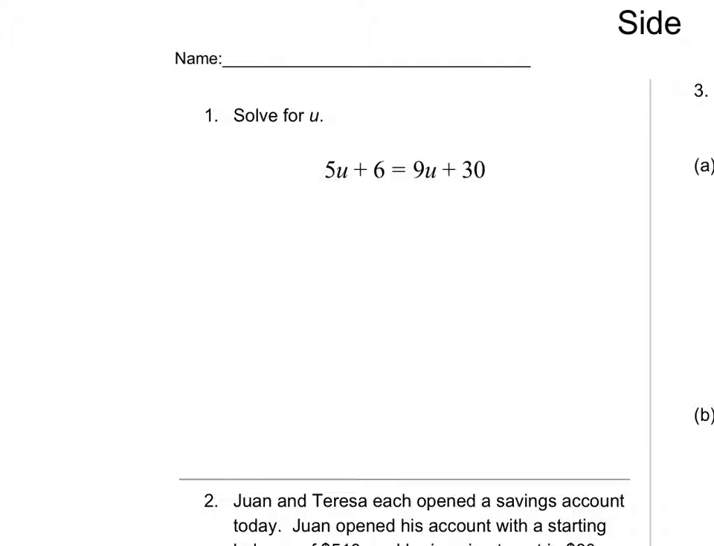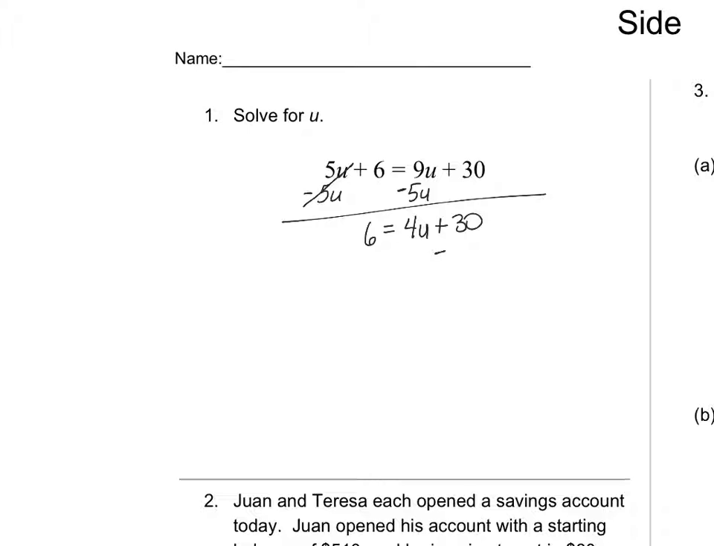Since I have u on both sides of the equal sign, the first thing I need to do is get u on the same side of the equal sign. So to do this, I'm going to subtract 5u from both sides. It does not matter which variable term you choose to move from one side to the other. I chose 5u so that I end up with a positive on the side. 5u minus 5u is 0. Bring down my 6. And this equals 4u plus 30.